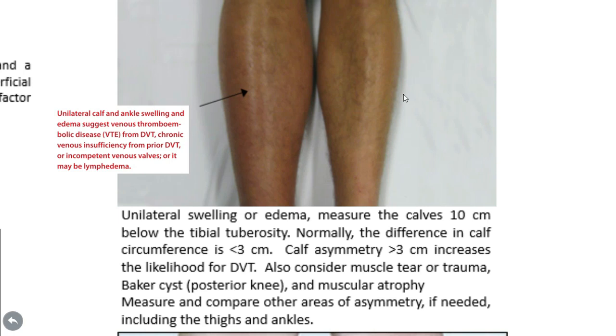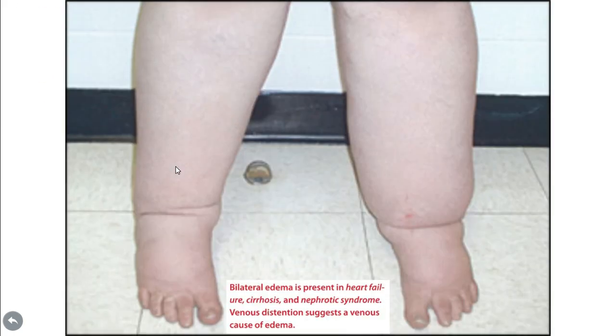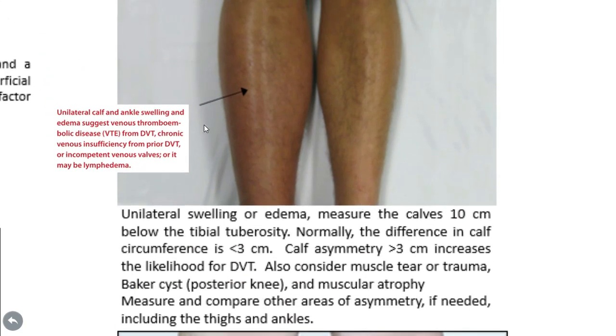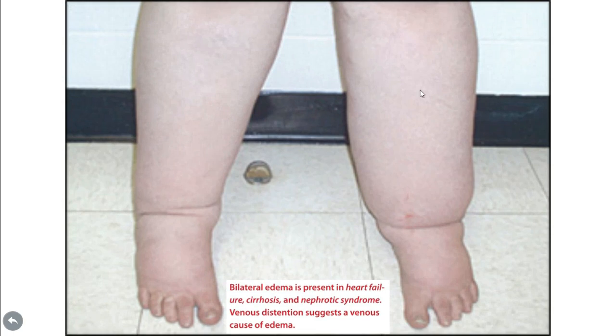In the calf area, which is bigger, this one, if it is unilateral swelling, measure the calf 10 centimeters below the tibial tuberosity. If there is asymmetry of more than 3 centimeters, it increases the likelihood of DVT. Or it can also be lymphedema. This is bilateral edema. The other one is unilateral edema or ankle swelling. Or this one is bilateral edema.